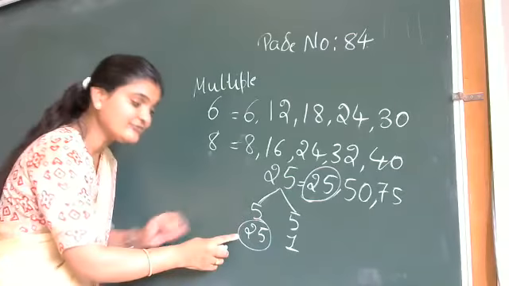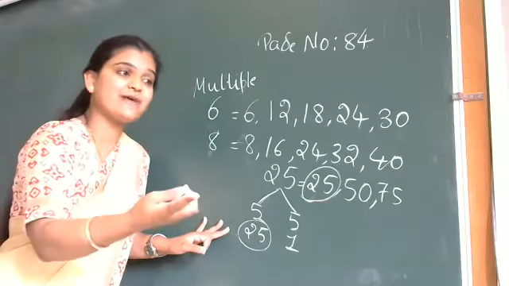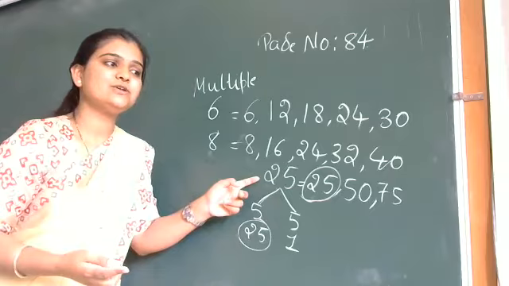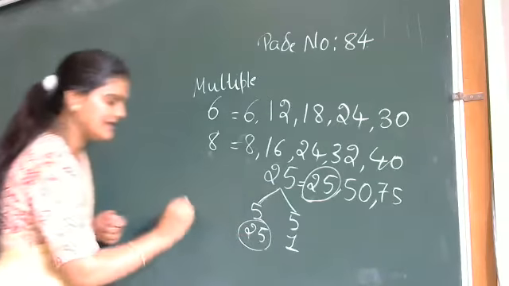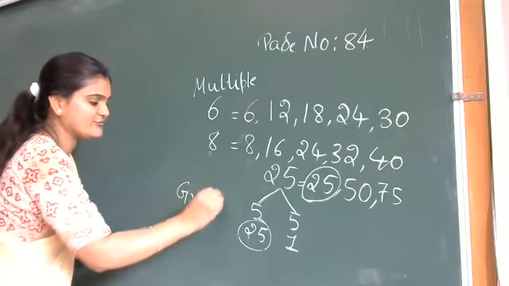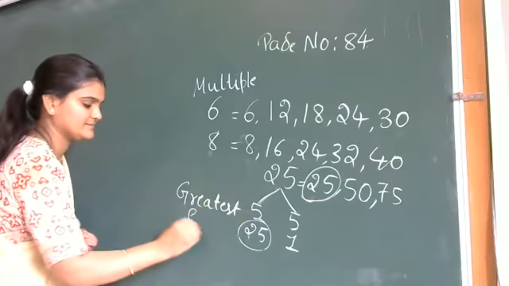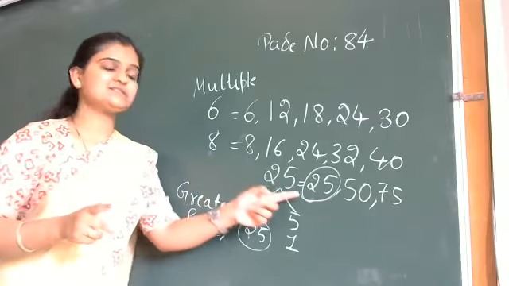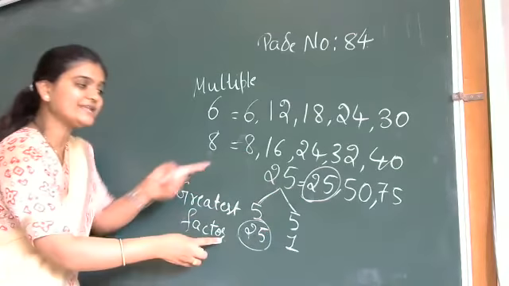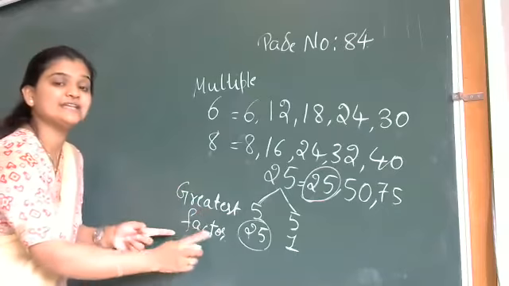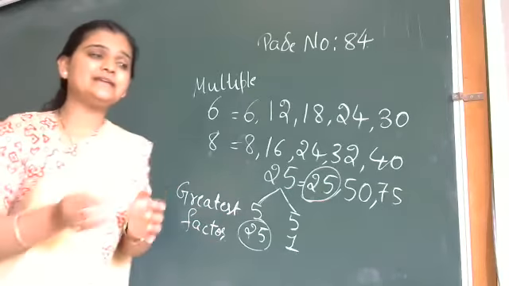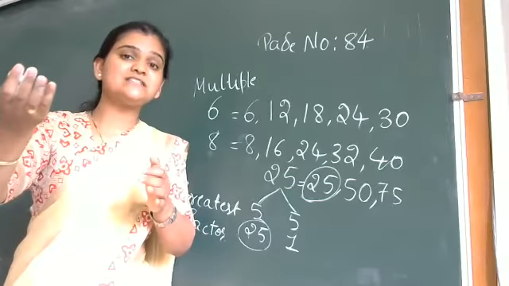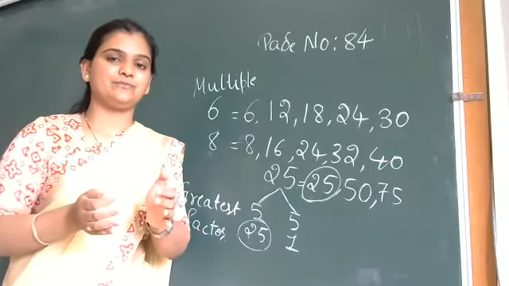Yes, and 25 is what? Greatest factor of the number itself. Yes or no? It is the greatest factor. In case of multiples, it is the smallest multiple. If you take the factors, it will be the greatest factor. The number itself, whichever number you take, is the greatest factor of itself.